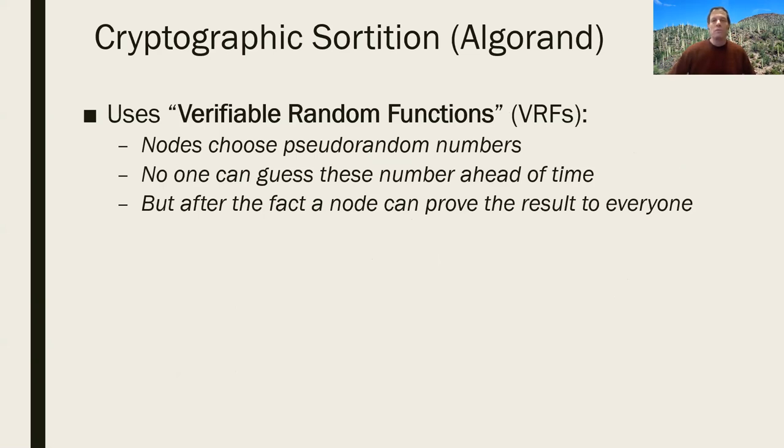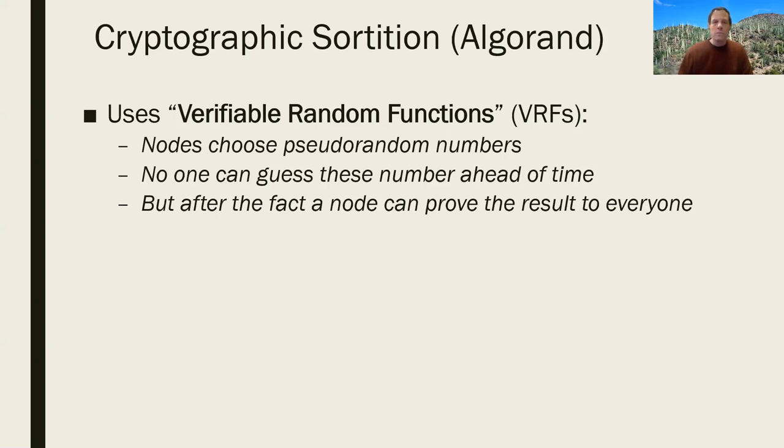The verifiable random function lets nodes choose pseudorandom numbers in such a way that ahead of time, nobody can guess the number. But after the fact, I can prove to everybody that the number I said I got is really the only number that I could have gotten. There's only one number that I could have gotten, even though it was pseudorandom ahead of time.